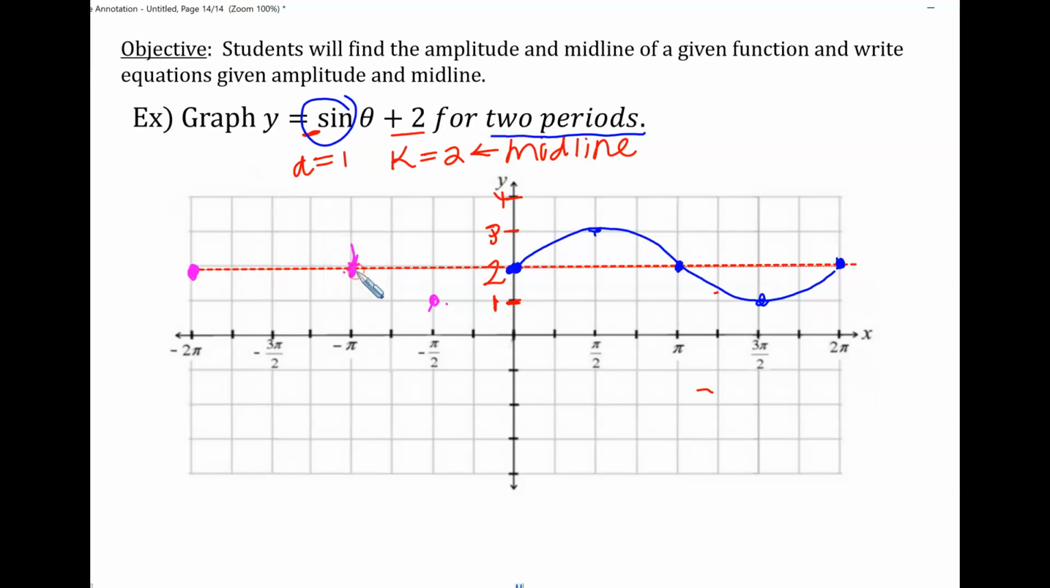Okay, so we're going to be here at the midline with -pi, and then you're going to go up to the maximum with the -3 pi/2, okay? And then you're going to just continue the curve. So we're going to now curve this way. So this is y = sine theta + 2 for 2 periods. So we have an amplitude of just 1, and then the midline shifts the graph up at the +2, okay?